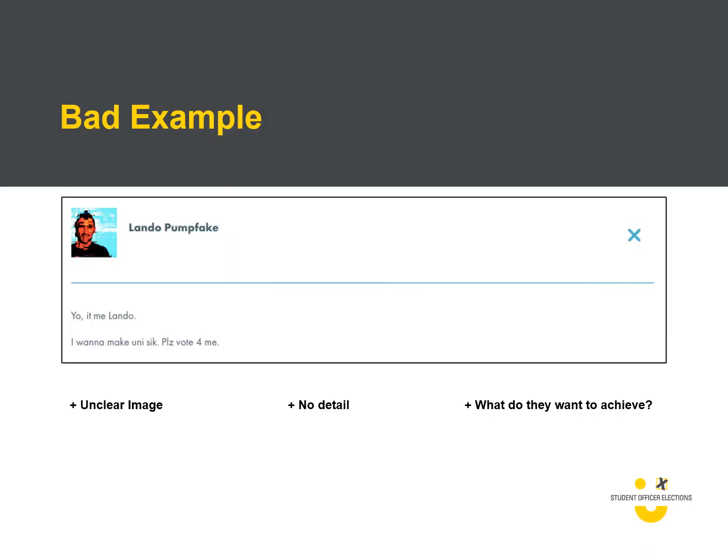First, here's a bad example. This is a bad example because the student has used an unclear image. They haven't introduced themselves or what role they're running for, and there is no detail on what it is they would want to achieve if they were elected. Would this person get your vote?